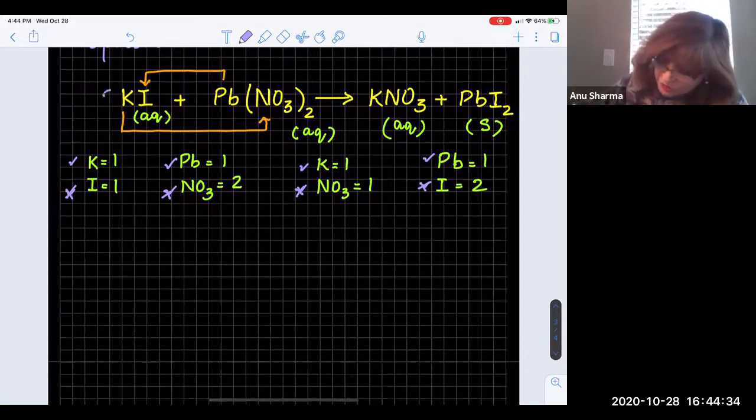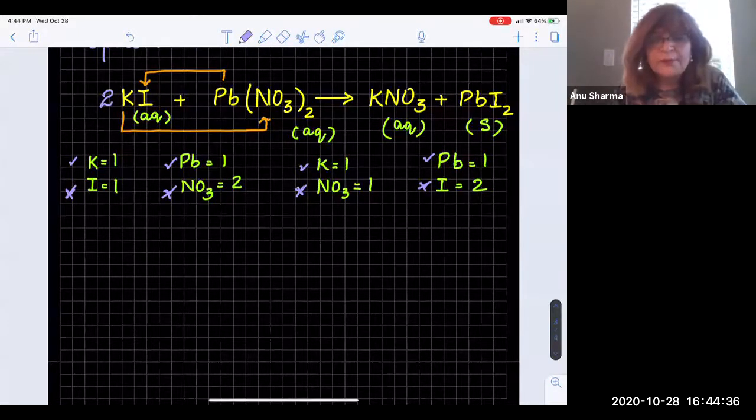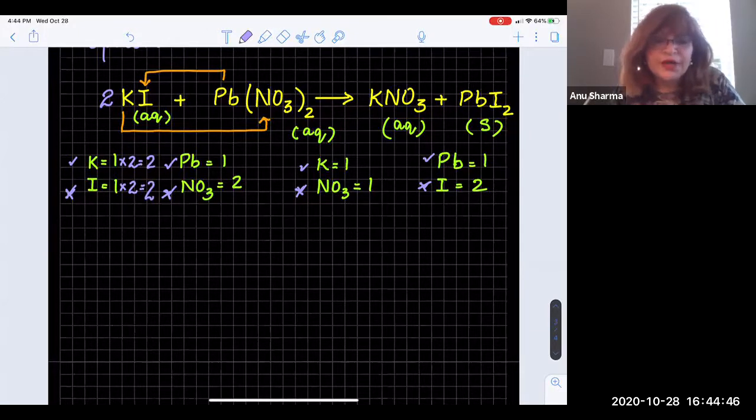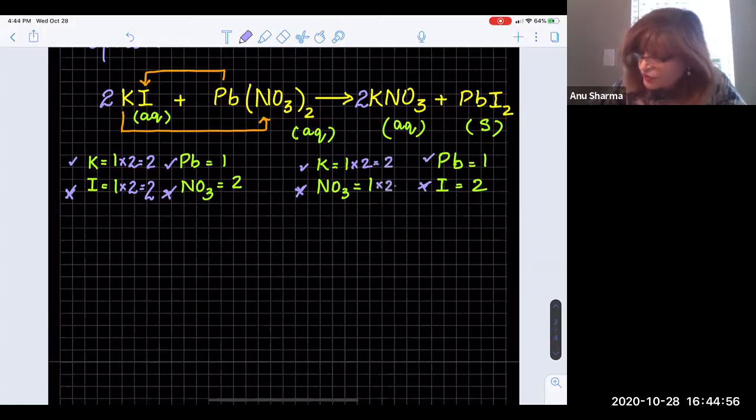So if you put 2 here, this 2 applies to potassium and this 2 applies to iodine. So yeah, fine. It balances the iodine, but it messes up the potassium now. So we will have to change the potassium to 2 also here. So here you're going to put 2. So this 2 is going to apply to potassium, and now it is also going to apply to nitrate. Okay, so now what do we have here? So we just balanced this out.